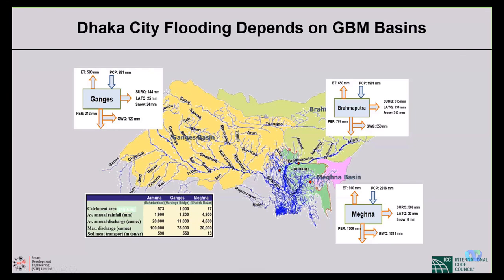Here is an example of Dhaka city, but Dhaka city flooding depends on three major rivers, the Ganges, Brahmaputra and Meghna system. Even though the Ganges system area is twice the Brahmaputra, the flow is double that of the Ganges. So it does not mean the area is big; you get flow because of rainfall, almost 2,000 in the Brahmaputra, Ganges basin around 1,000, and Meghna basin 3 to 4,000. Why am I telling this? Because there is a variation you have to understand.